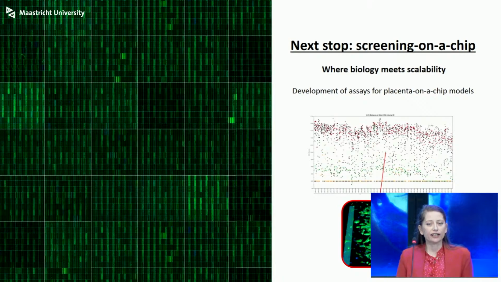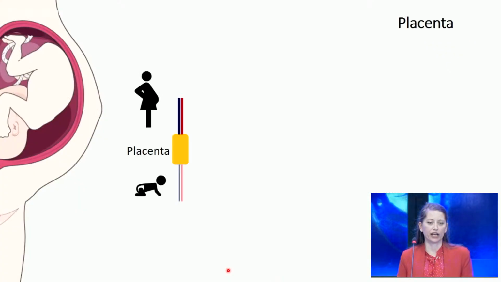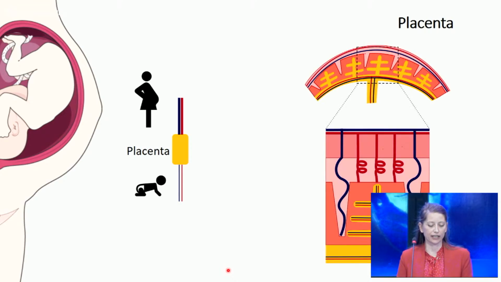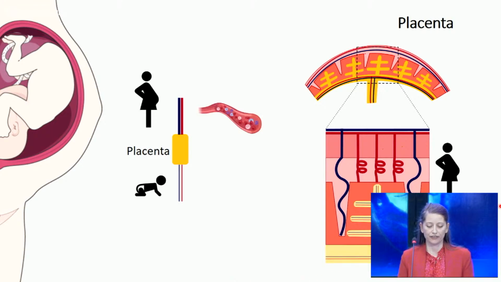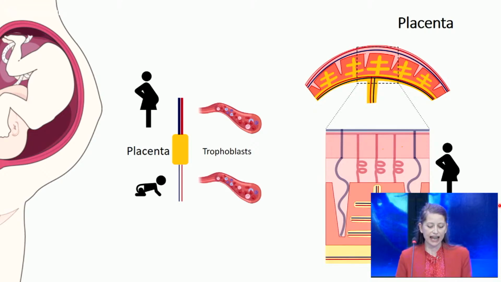I would like to start by introducing the placenta, the temporary organ which develops over pregnancy. It is an interface between the mother and the fetus, and if you look at the structure, it looks a little bit like this. On one side, we have in red and blue the veins and arteries of the mother, so the vasculature. Then in yellow, we have the main component of the placenta, the trophoblast. And on the other side, again in red and blue, the vasculature of the baby.